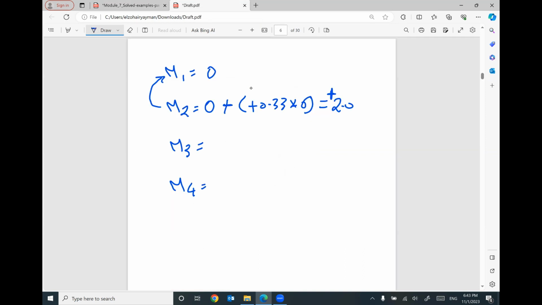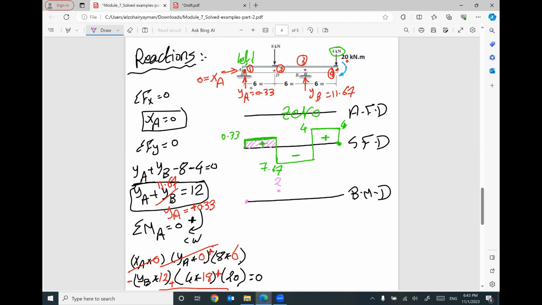M3 equals previous value, which is M2, positive 2, plus area of shear force diagram between 2 and 3. Between 2 and 3, we have this little rectangle. This rectangle is negative 7.67 times 6.